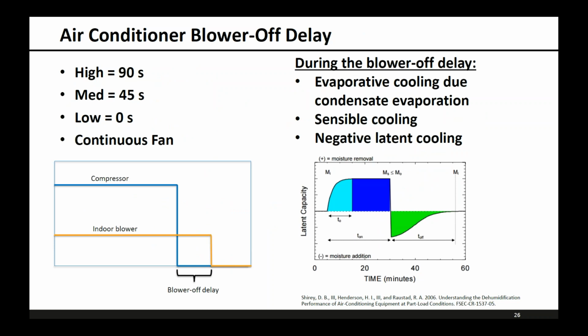Lastly, we looked at the blower off delay, which John mentioned was the time at the end of a cooling cycle after the compressor is shut off, but the indoor blower is still running. So typically, that's in the 45-second to 90-second range for air conditioners. So we looked at 3 values there: no blower off delay, 45 seconds, and 90 seconds.